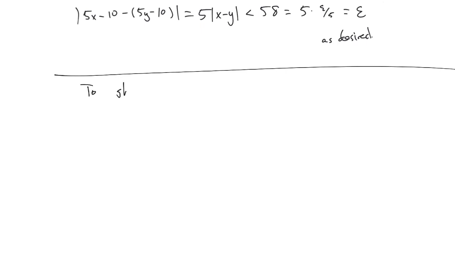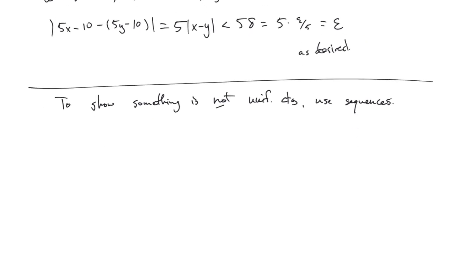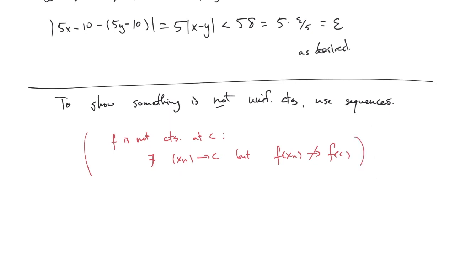So to show something is not uniformly continuous, we use sequences as always. Only it gets a little more complicated here, because for ordinary continuity, let me just refresh your memory: f is not continuous at C means there exists a sequence xn converging to C, but f of xn does not converge to f of C, right? This is how you show something is not continuous at a point.